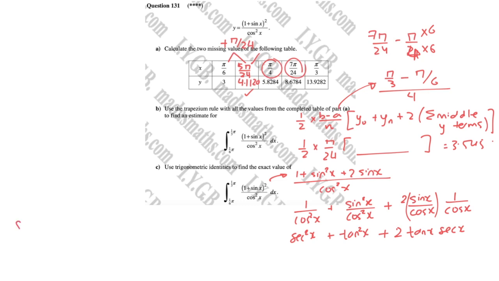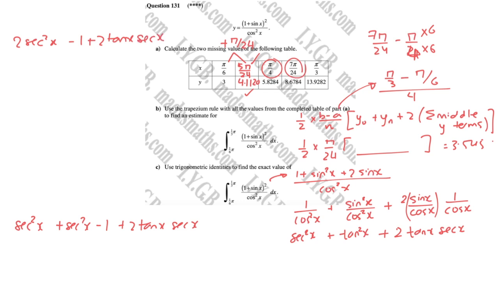So I'm going to just leave the sec squared x the way it is. Then tan squared x is sec squared x minus 1. And then I've got the plus 2 tan x sec x. Those sec squared x terms combine, so 2 sec squared x minus 1 plus 2 tan x sec x.